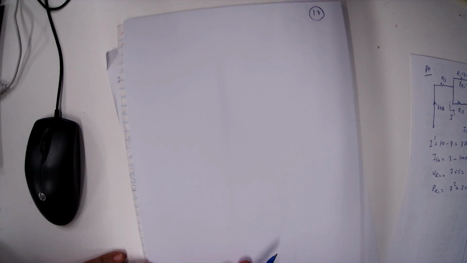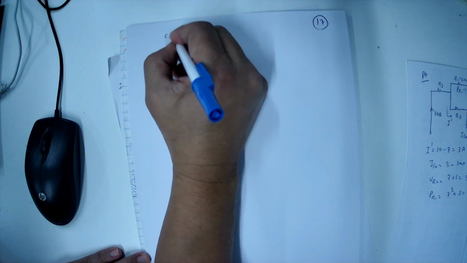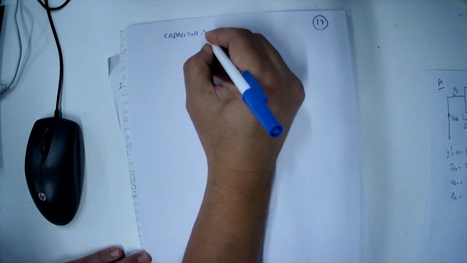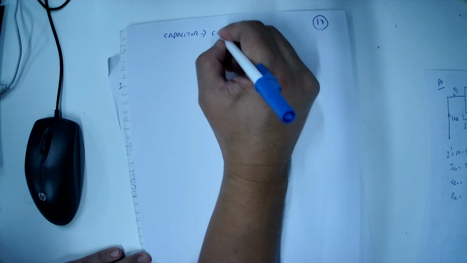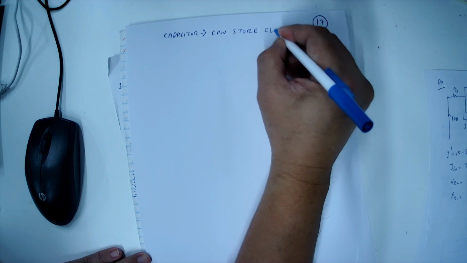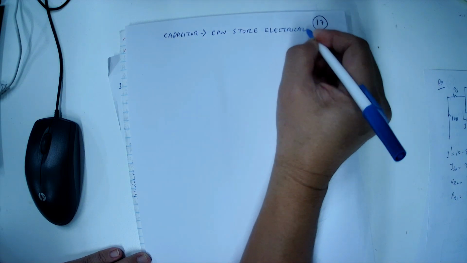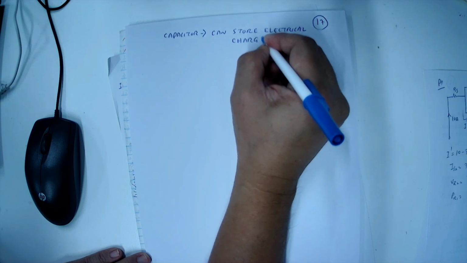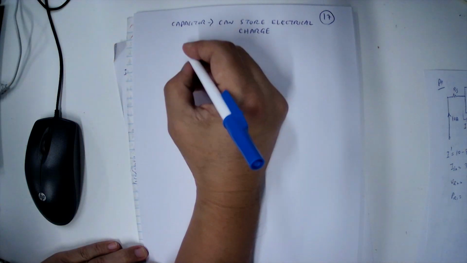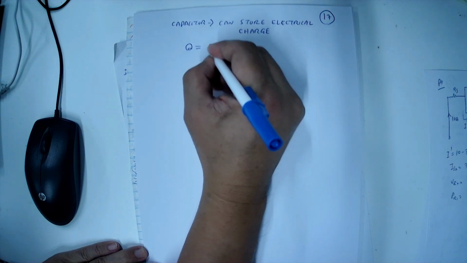Okay, now we're talking about the capacitor. The property of a capacitor is that it can store electrical charge. The amount of electrical charge stored by a capacitor can be calculated by the equation Q equal to C multiplied by V.